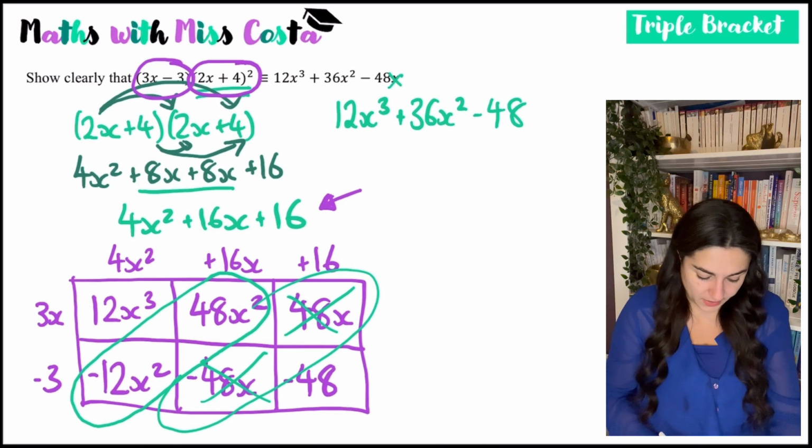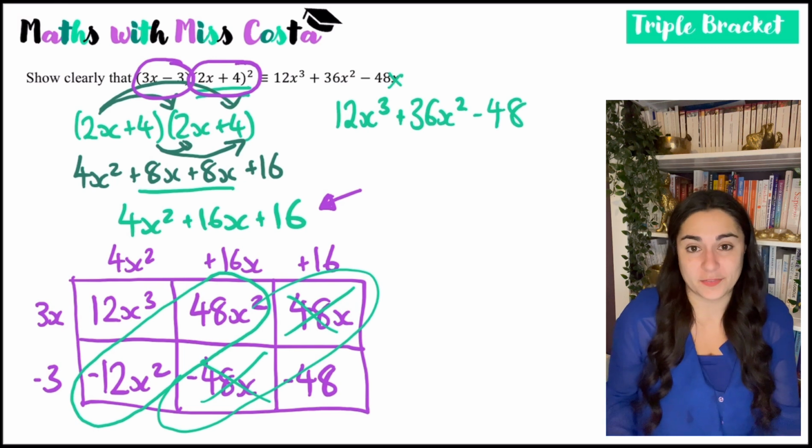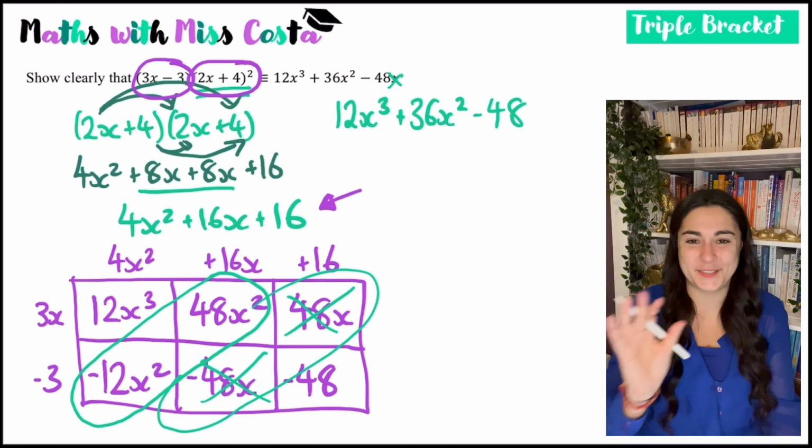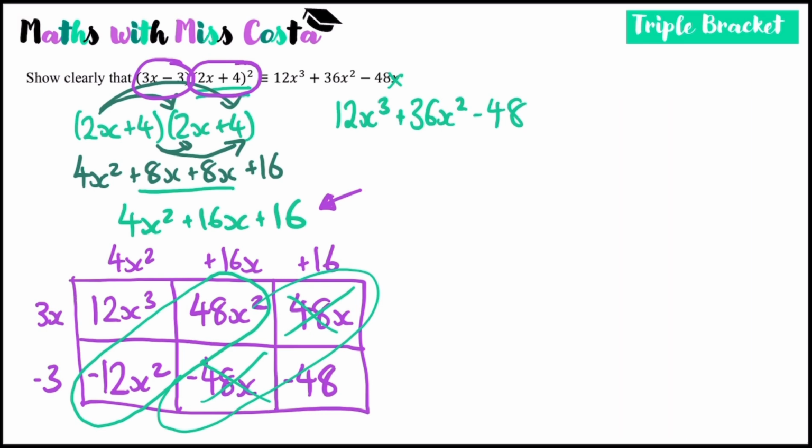And that's how you show clearly. You could have also just written out the full thing, but having it in the grid would be enough, especially if you, but yeah, just for fluency, write out the whole thing and then simplify it.